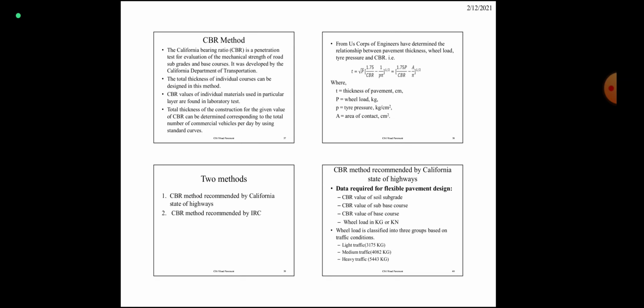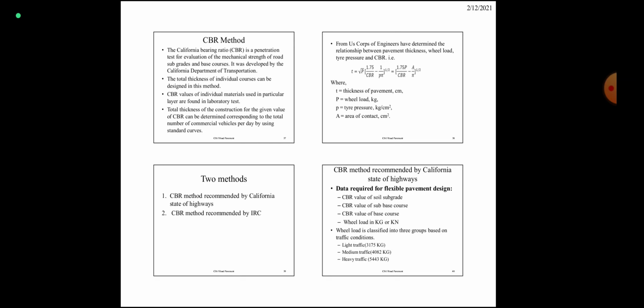Two methods: CBR method recommended by California State of Highways, and CBR method recommended by IRC. CBR method recommended by California State of Highways. Data required for flexible pavement design: CBR value of soil subgrade, CBR value of sub-base course, CBR value of base course, and wheel load in kg or kilonewton. Wheel load is classified into 3 groups based on traffic condition.